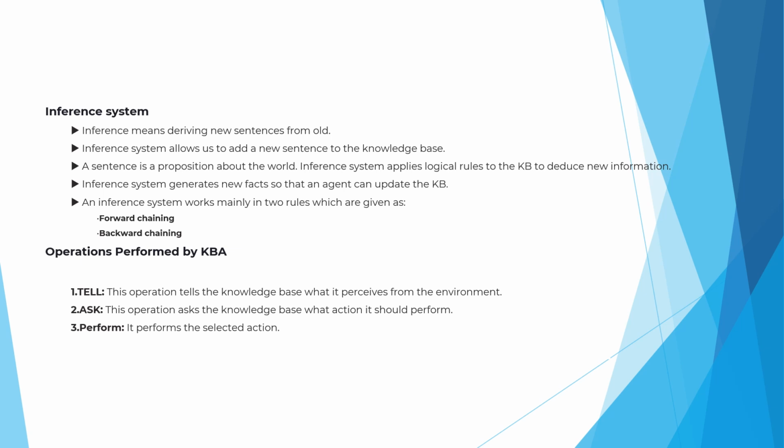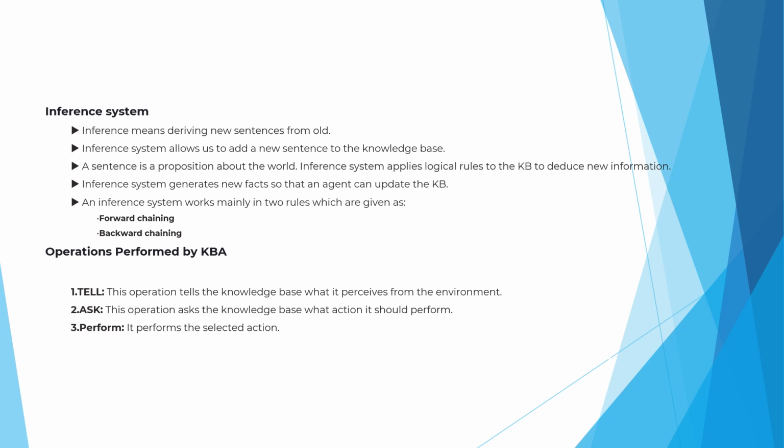Next, we are going to see inference system. Inference means deriving new sentences from old. Inference system allows us to add a new sentence to the knowledge base. A sentence is a proposition about the world. Inference system applies logical rules to the knowledge base to deduce new information. Inference system generates new facts so that an agent can update the knowledge base. An inference system works mainly in two rules. First rule, forward chaining, and second rule, backward chaining.